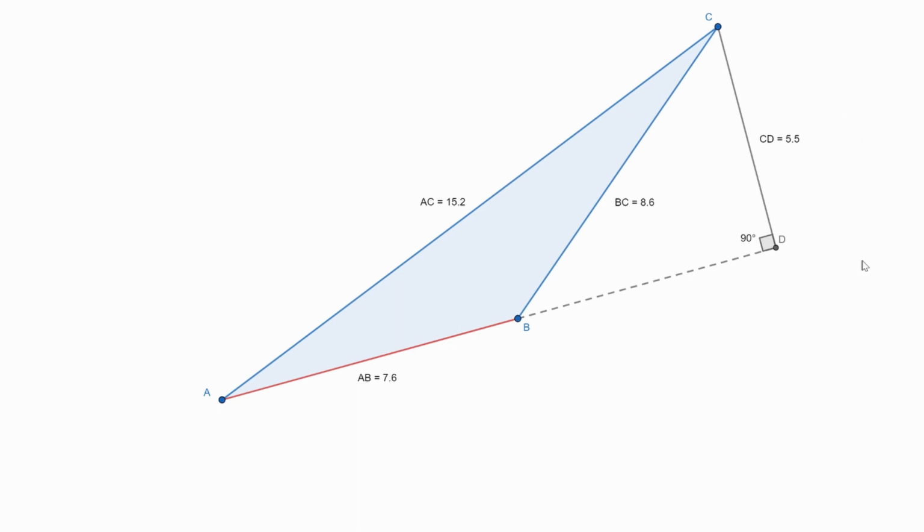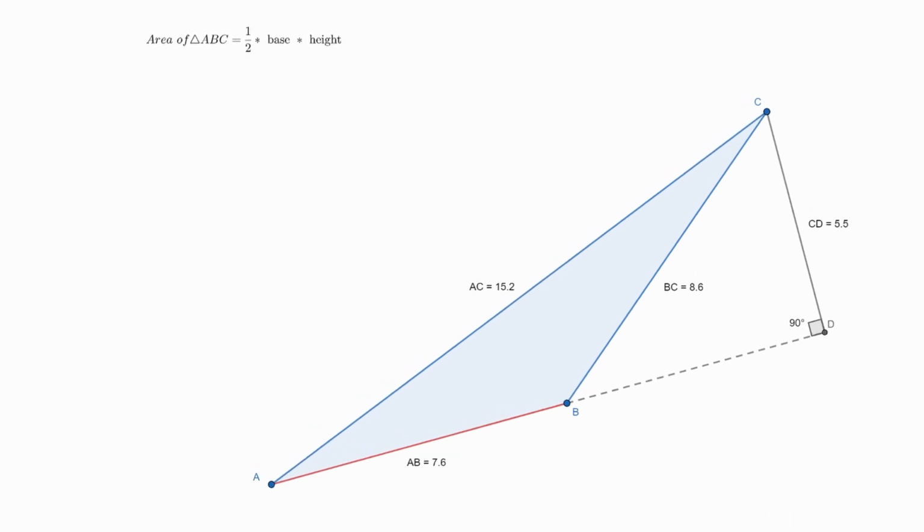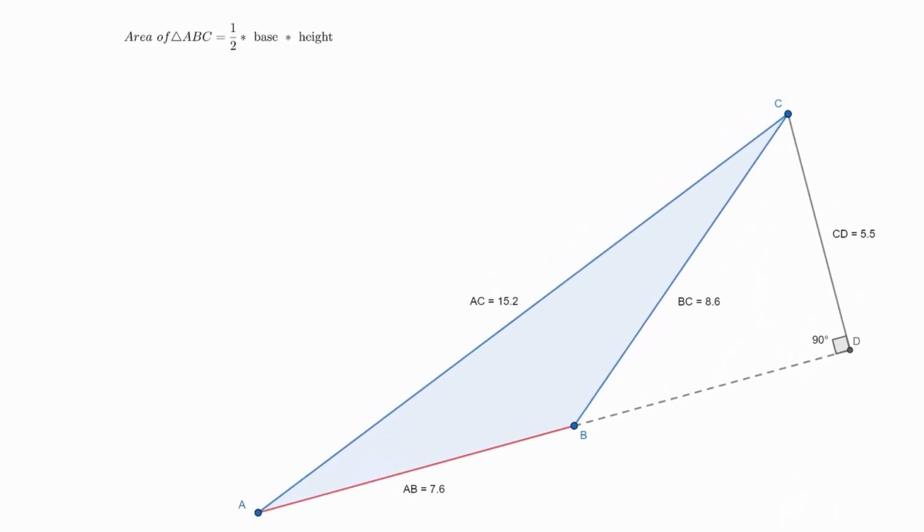And now all it remains is to write the formula for the area of the triangle. So the first step is I will write the actual formula for the triangle area. This is the formula. Area of triangle ABC is equal to half multiplied by base multiplied by height. Okay, now the next step is to replace the base and height with the actual segments. Here it is. Area of triangle ABC is equal to half multiplied by segment AB multiplied by segment CD. Segment AB is the base and segment CD is the height.